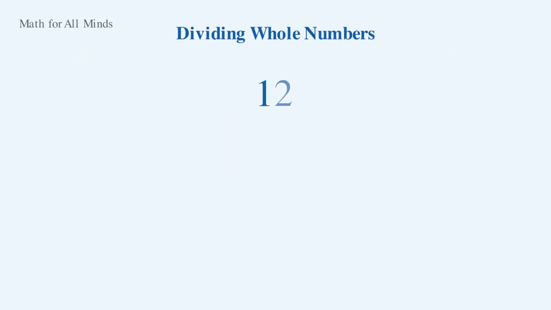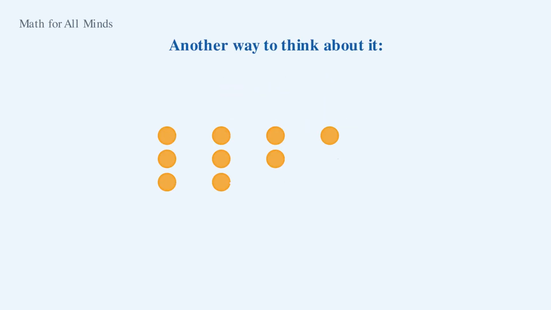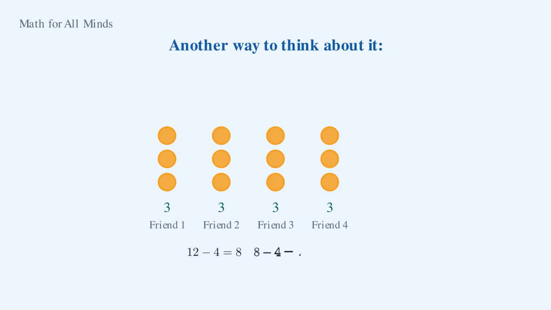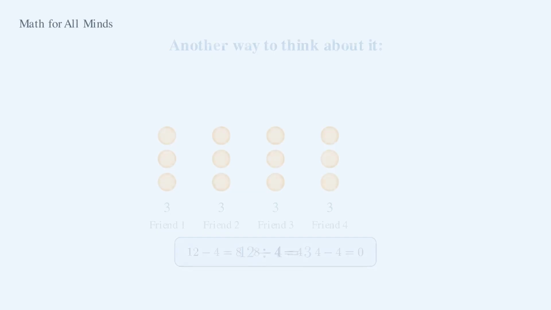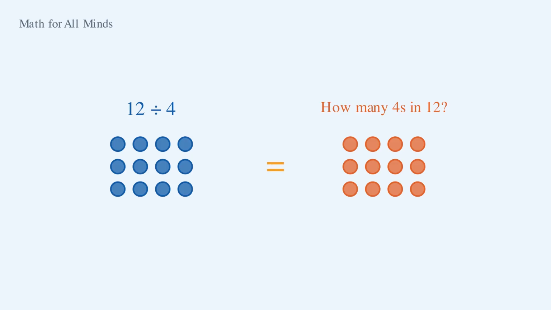You bought 12 cookies and you want to share them equally among 4 friends. How many cookies does each friend get? Or here's another way to think about it. How many times can you take 4 cookies away from 12 before you run out? 3 each. And that's not a coincidence. Those 2 questions are actually the same question.